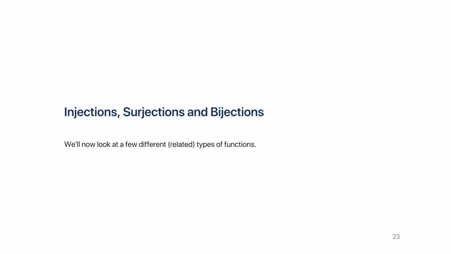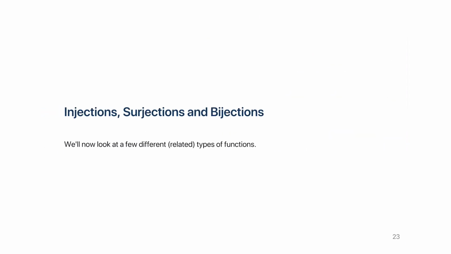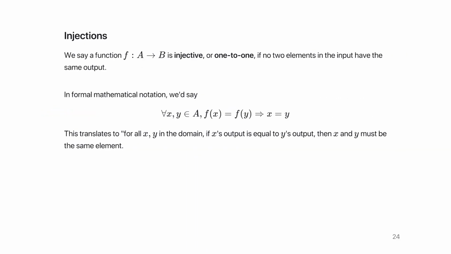Okay, let's get into what an injection is. We're going to look at a few different related types of functions. Each of these are types of functions, and there's some relationship between them, which we'll get to next lecture. But that's something you should know. So, we say an injection between A and B: a function is an injection if no two elements in the input have the same output.